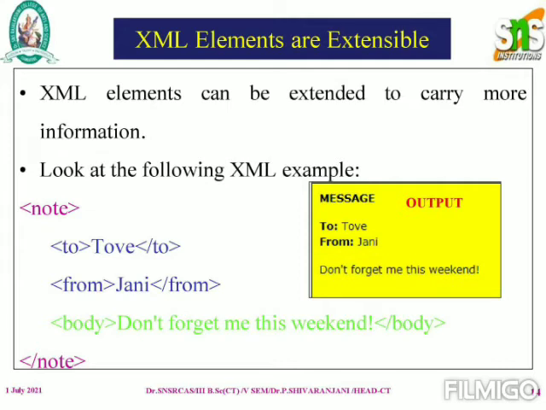So this will be described with the help of your XML tags. The output for the particular tag has been shown over here. So the message is that you're giving a message to a person called Tove from Jenny. Okay, so now the message is, don't forget me this weekend. So this is the sample output of the particular code.